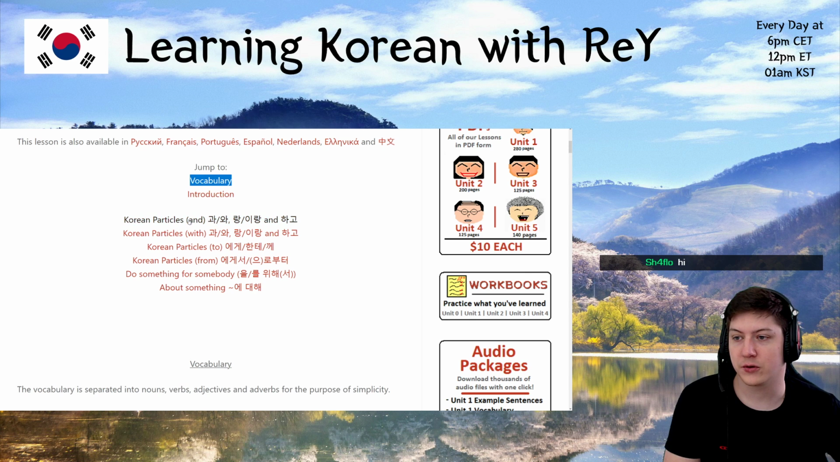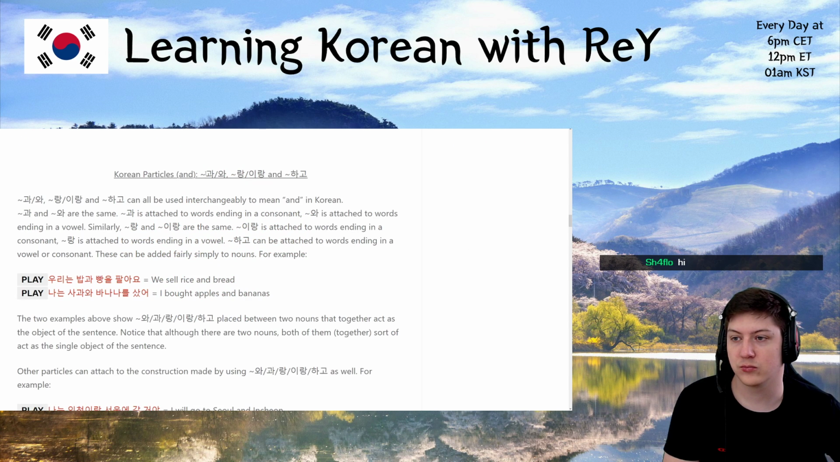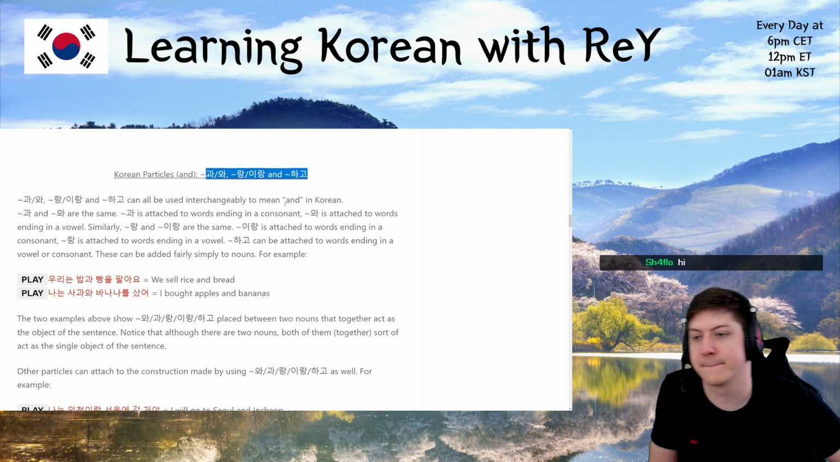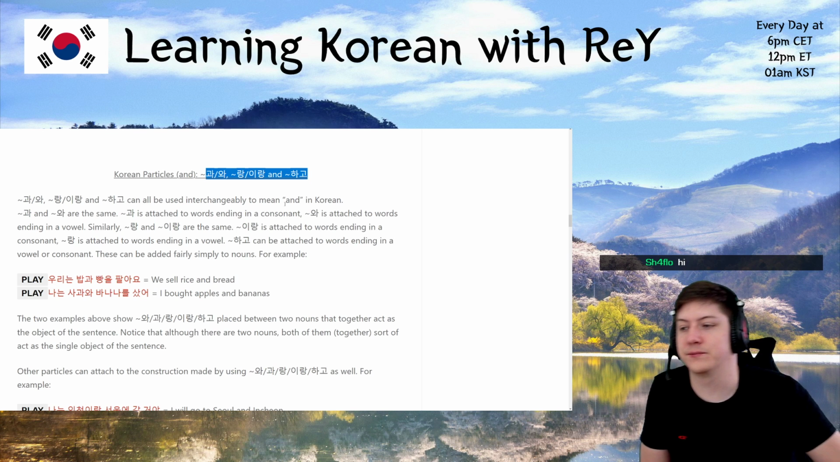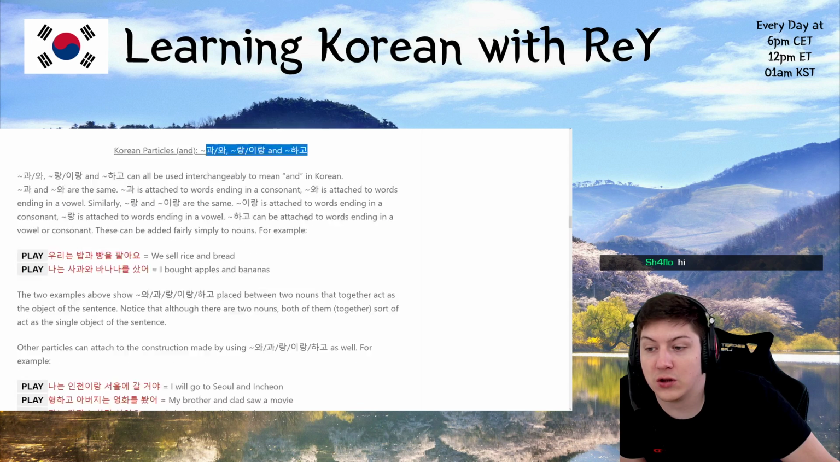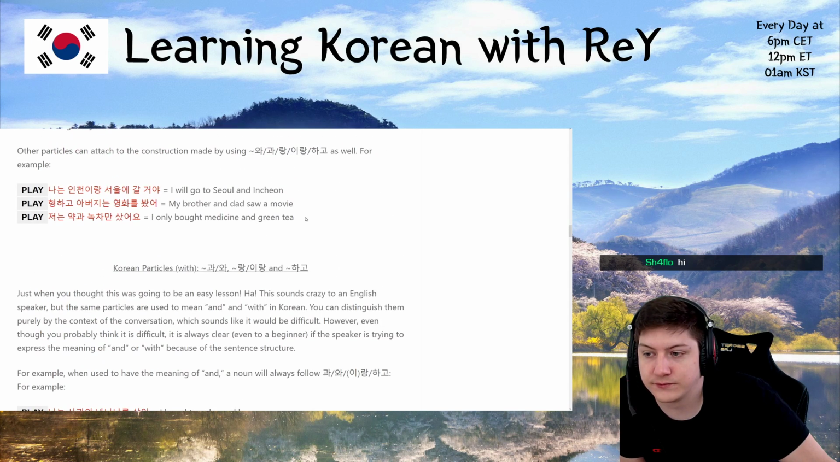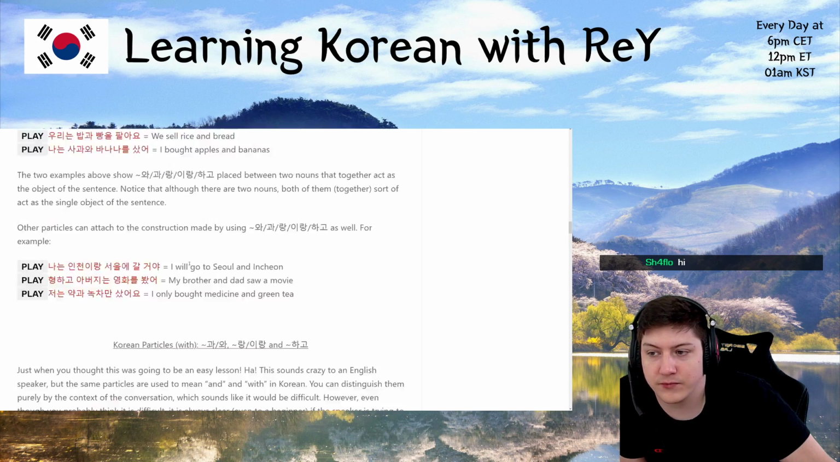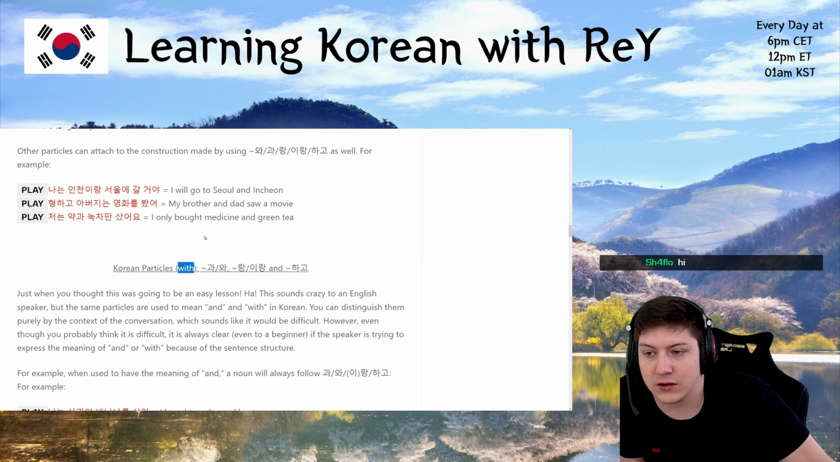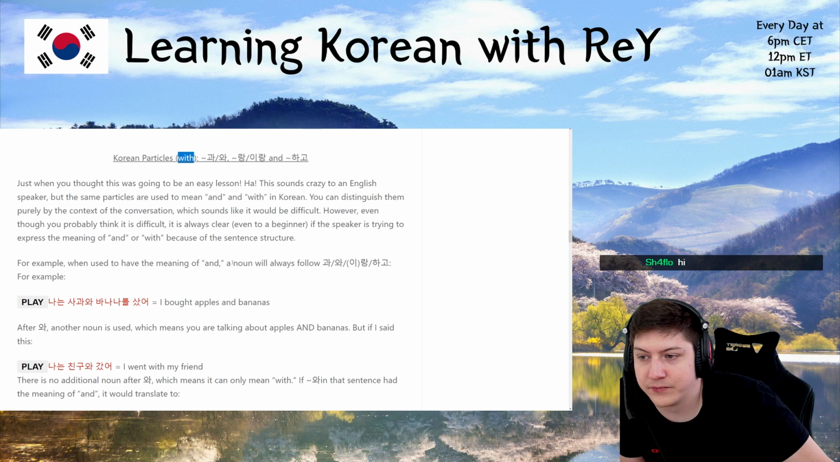And we learned about "and" and "with," the same 3 different options basically. But we learned that "and" and "with" are the same. Sometimes you can combine them in a sentence. You can have one particle meaning both of them basically.